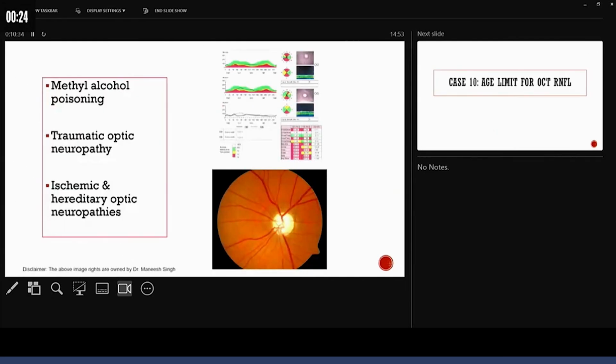The reason I'm sharing this case: OCT will tell you RNFL thinning, whether the thinning is because of high myopia or a trauma or an ischemic optic neuropathy or methyl alcohol poisoning or glaucoma. OCT will not be able to tell you that. That has to be a clinical assessment.